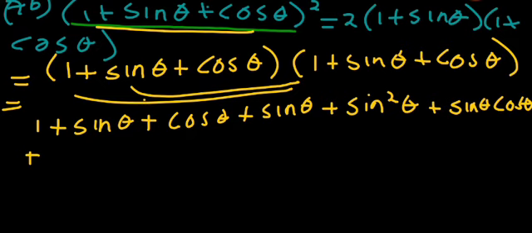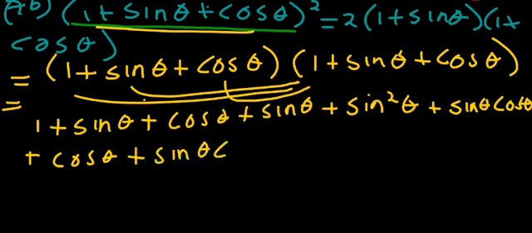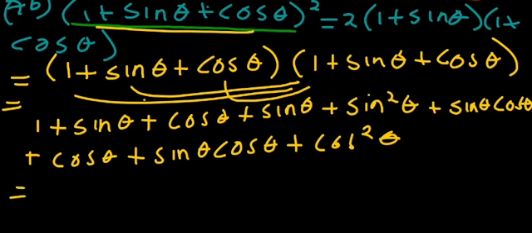So we expanded sine, right? Now let's go to cos theta. So cos theta times 1, that is cos theta, right? And then cos theta times sine theta, that is sine theta cos theta. And then cos theta times cos theta, that is cos squared theta, okay?